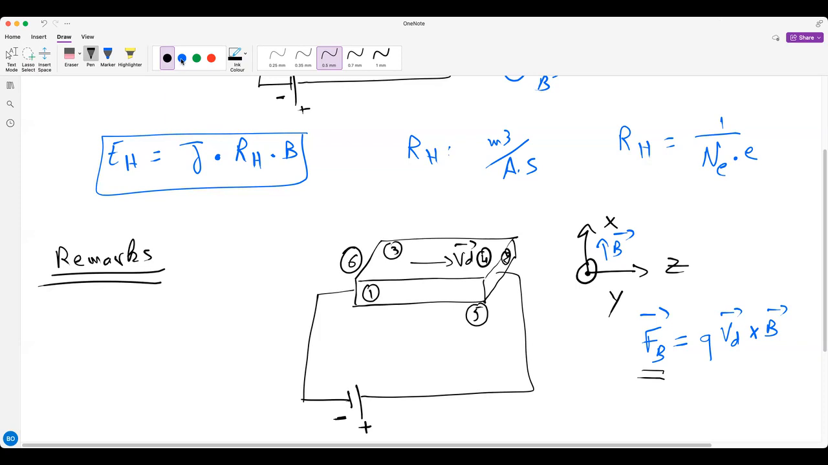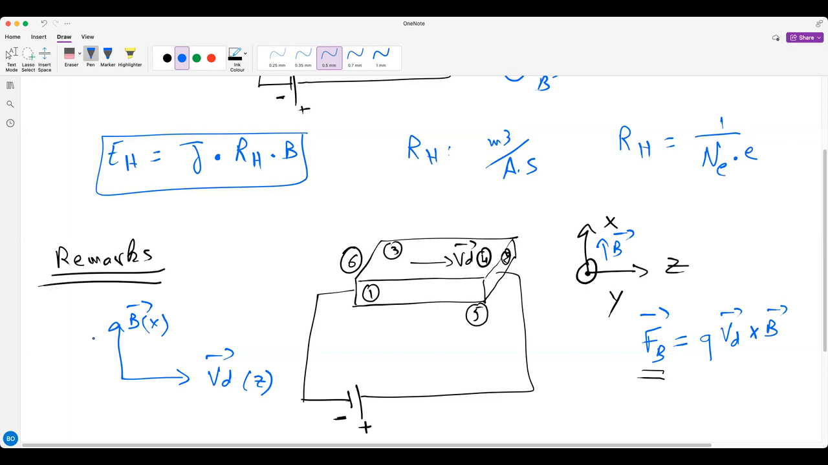So let me explain here. This is the drift velocity, right? And this is the magnetic field. So this is the z-axis, and this is the x-axis, right? When I do the cross product, VD cross B, am I going into the page or out of the page? Okay, so I am going out of the page.